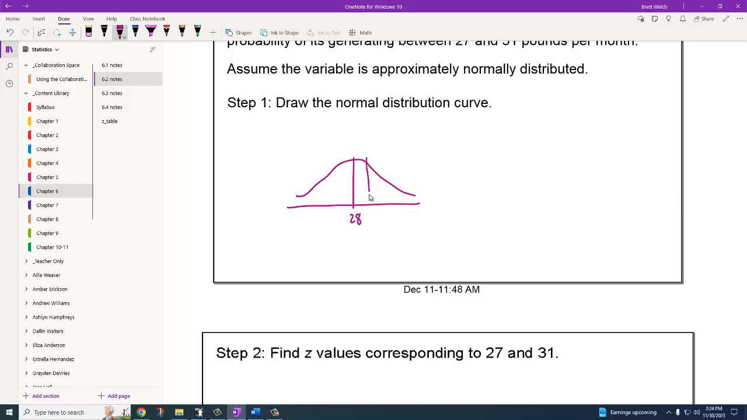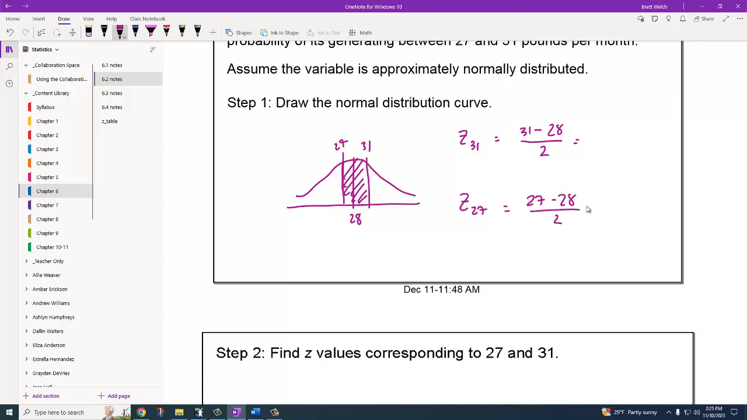That's the mean. But we're talking about going from 31 to 27, and we want in between those. So this is one of those in-betweens where we have to take the right value minus the left value. We're going to start by finding the z of 31 and the z of 27. So this would be 31 minus our mean, which was 28, divided by our standard deviation, which was 2. Over here, we're doing 27 minus 28 all over 2.